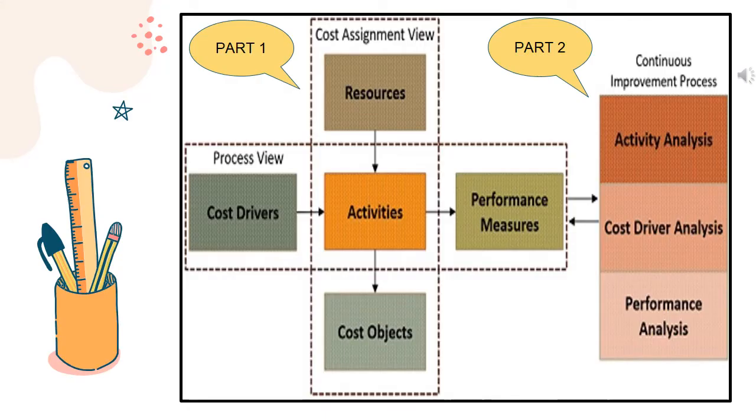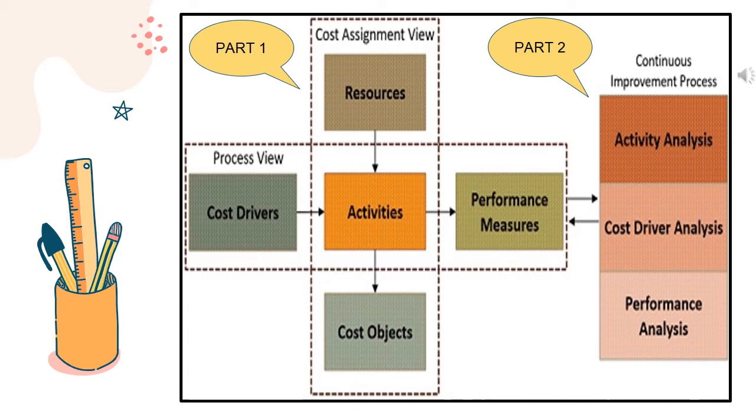Okay, for content number 6, we will discuss the relationship between activity-based costing and activity-based management. So, as you can see, this is the diagram for the activity-based management model. This model consists of two parts, part 1 and part 2. If you remember, part 1 is the activity-based costing model, which consists of two dimensions, cost view and also process view. Regarding this view, I will discuss later.